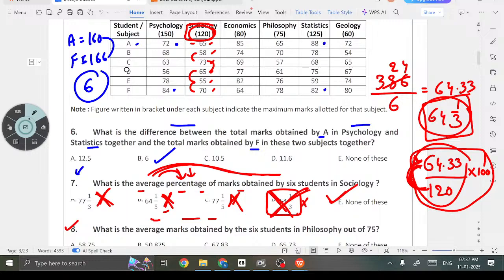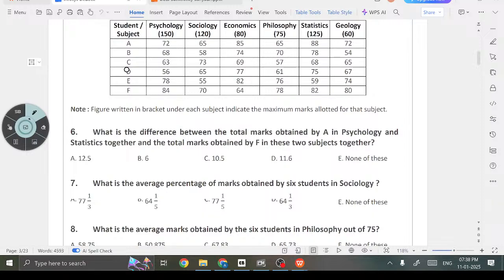Average marks obtained by 6 students in philosophy. See, I will give you one more method of taking the average. I think you guys must be knowing it. What I will do is, all these values are close to 60, right? When I calculated the average, I think you remember we got 64.33, or 64 1 by 3. We will see if we get it by this technique.